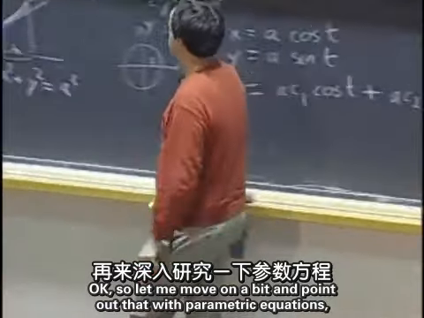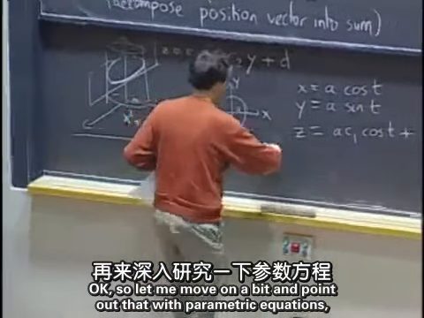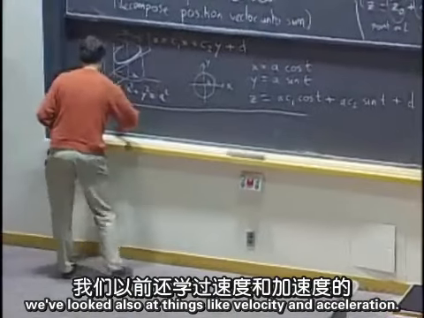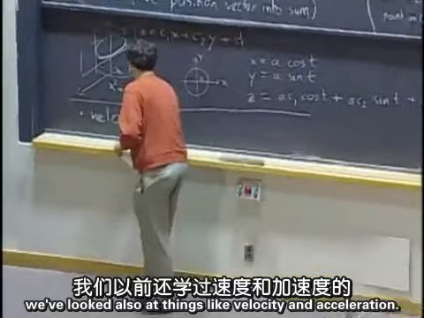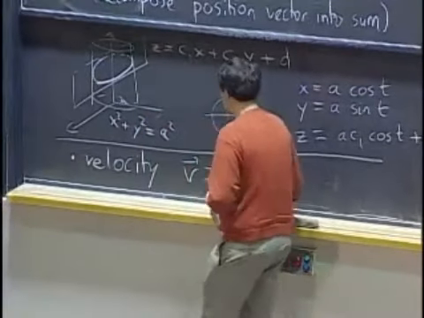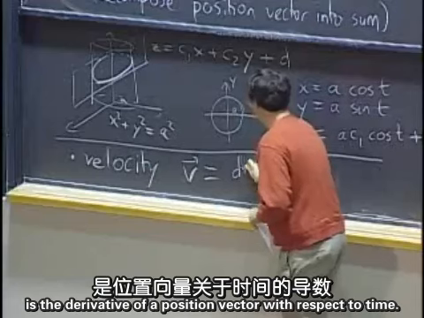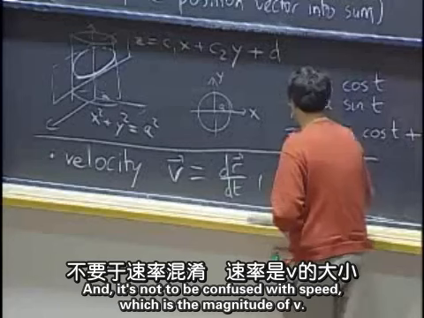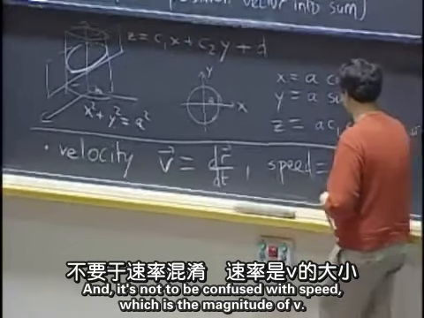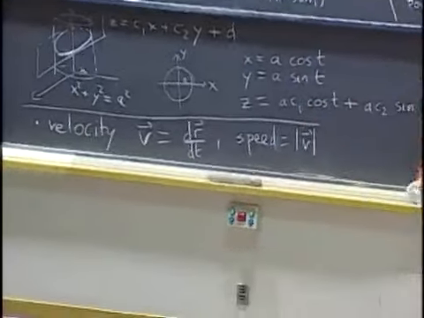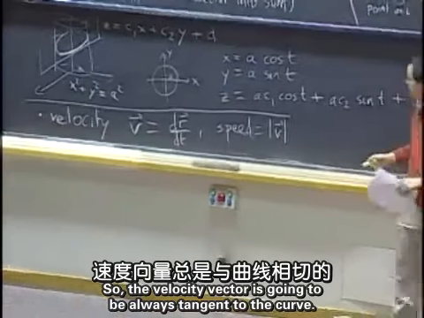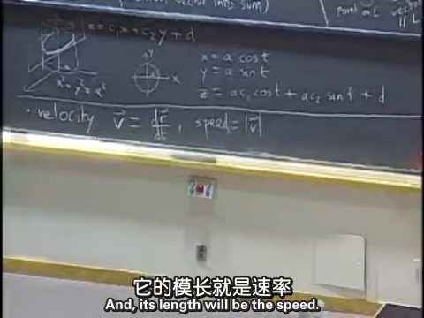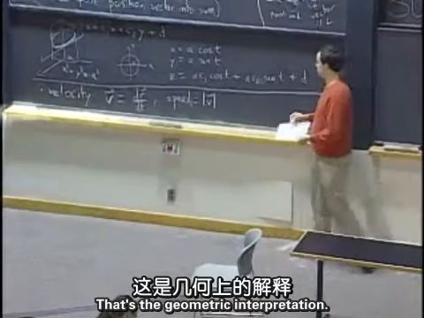Okay, so let me move on a bit and point out that with parametric equations, we've looked also at things like velocity and acceleration. So the velocity vector is the derivative of the position vector with respect to time. And it's not to be confused with speed, which is the magnitude of v. So the velocity vector is going to be always tangent to the curve, and its length will be the speed. That's the geometric interpretation.